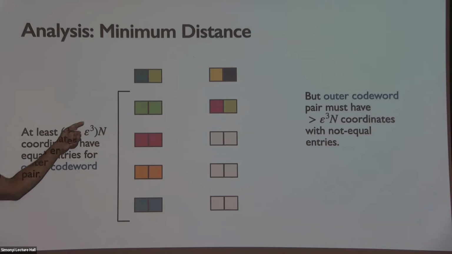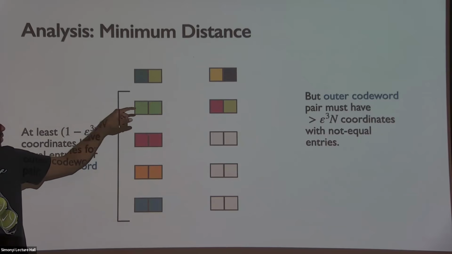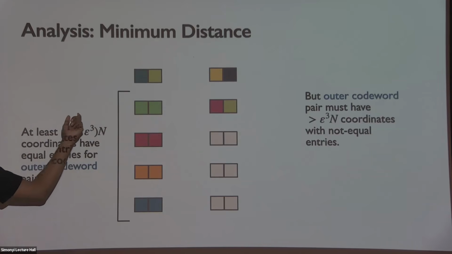And because of the sizes of this set and that set, there should be at least one coordinate where the entries are not equal and equal at the same time. That's the contradiction. Yes.